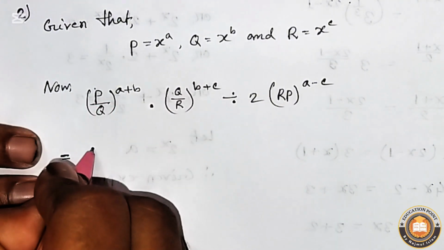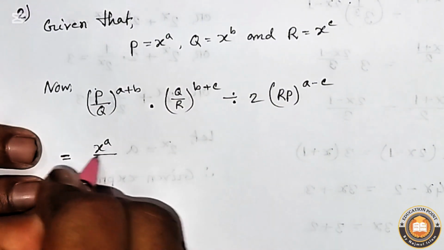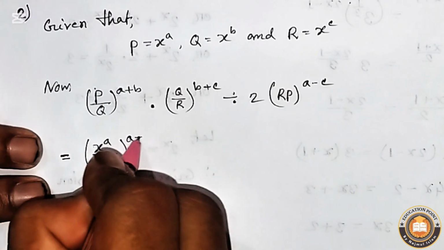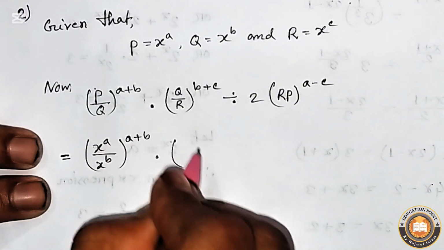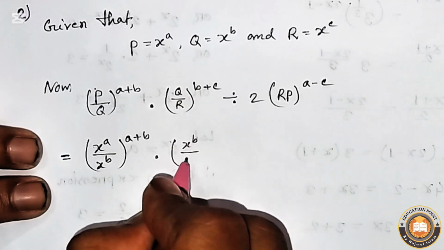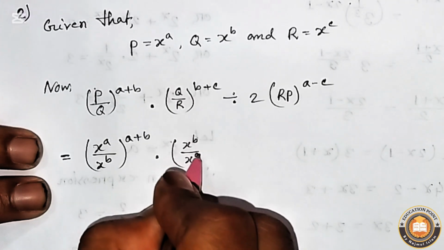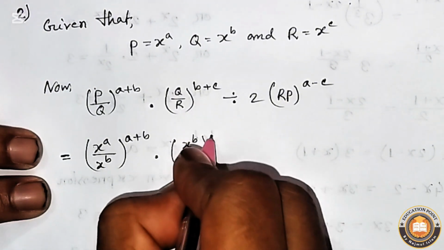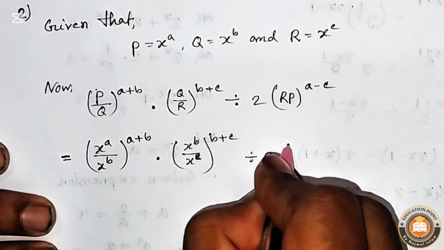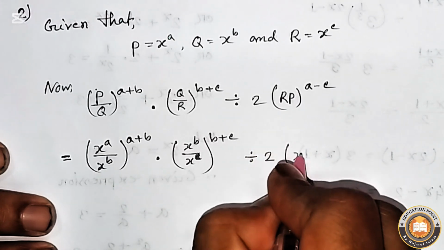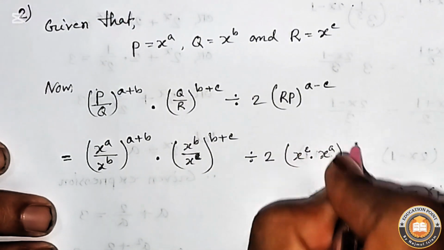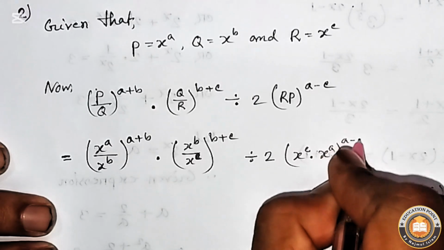The value of p is x power a divided by the value of q is x power b, then whole power a plus b, into the value of q equal x power b divided by the value of r equal x power c, then whole power b plus c divided by 2, into the value of r is x power c into the value of p is x power a, then their whole power a minus c.